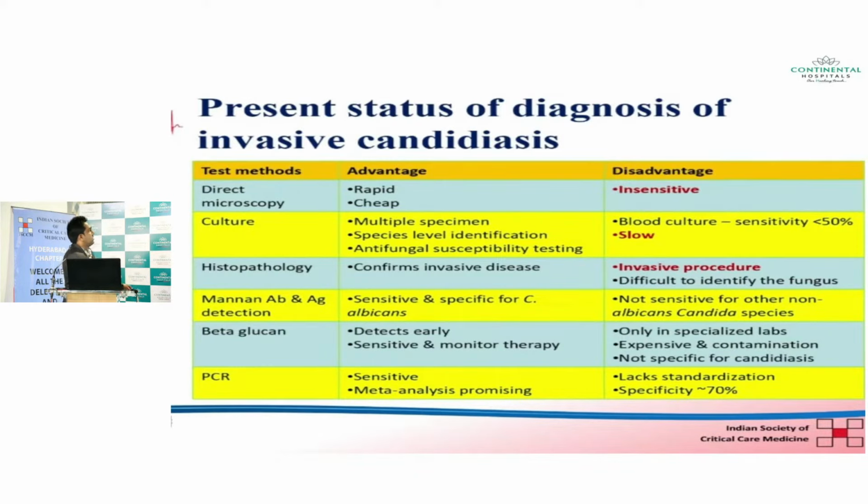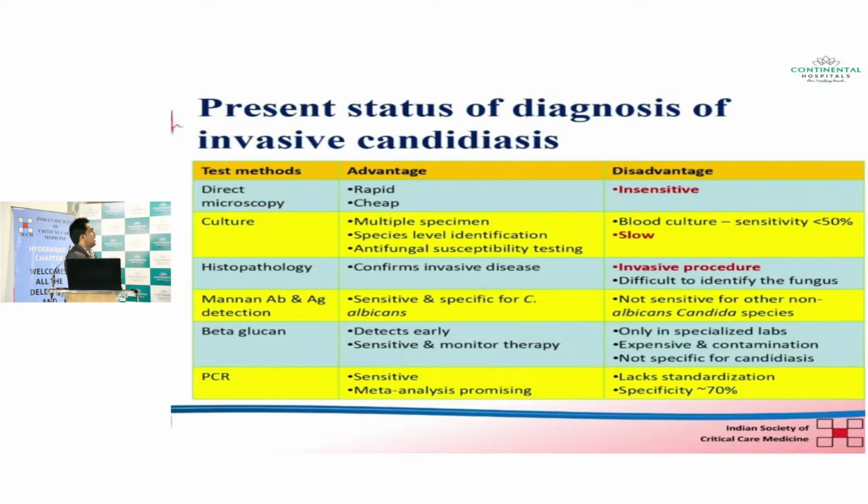So coming to the diagnostics, we have these diagnostic tests: direct microscopy, culture, histopathology, galactomannan antigen antibody, beta glucan, PCR. The advantage of direct microscopy is that it is rapid and cheap, however it is very insensitive. Cultures require multiple specimens. We can identify species level infections, and also get the susceptibility pattern, but it has a sensitivity of less than 50%, and it is very slow, taking 3 to 4 days. Histopathology requires an invasive procedure. Galactomannan antigen is sensitive and specific mainly for Candida albicans and Aspergillosis. It is not sensitive for other Candida species.